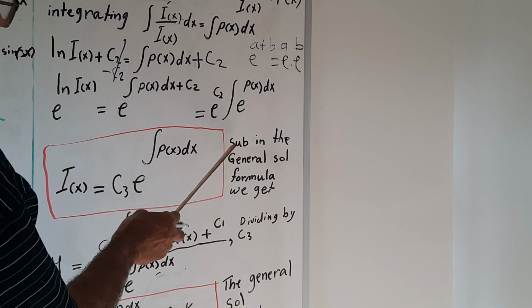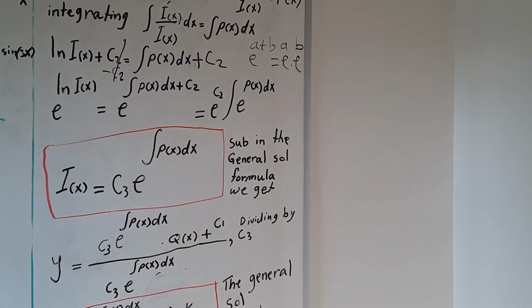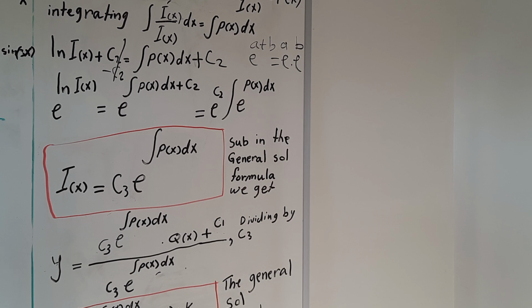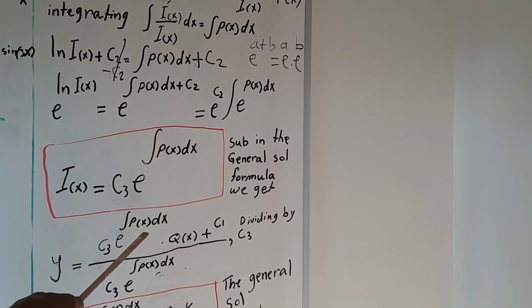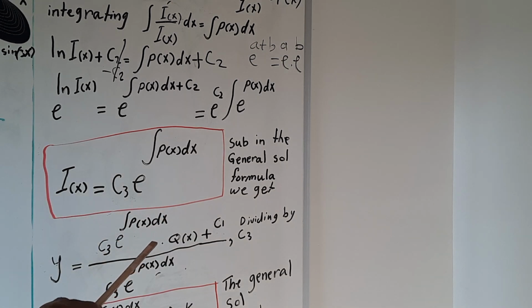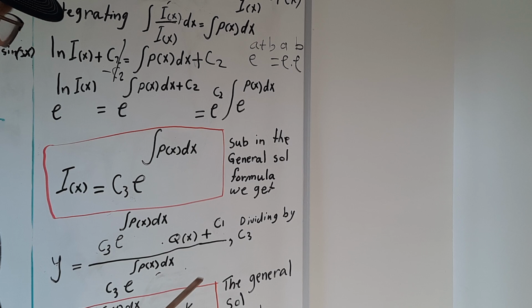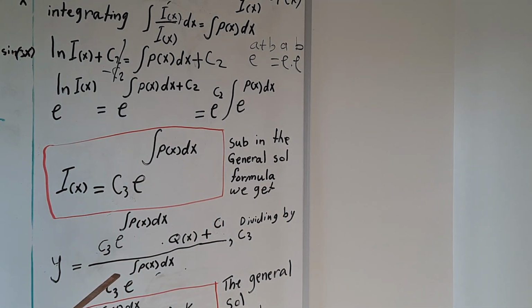We substitute this formula in the general solution that we got for y. And we just put this. This is the I of x times q of x plus C1. And here, C3 e to the integral of p of x dx.